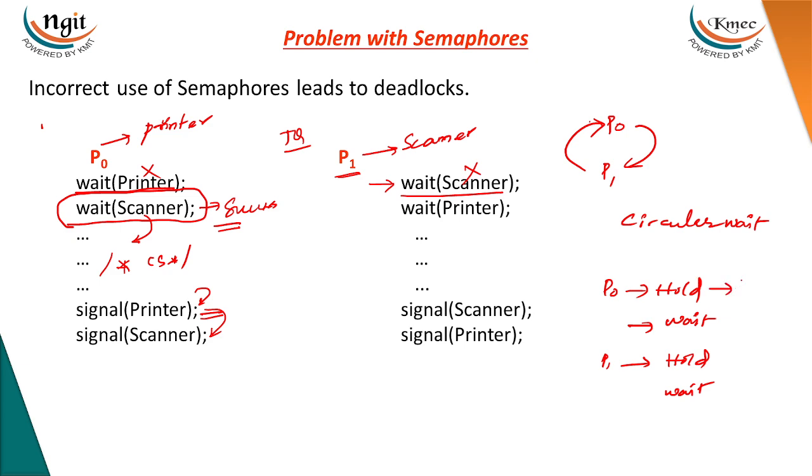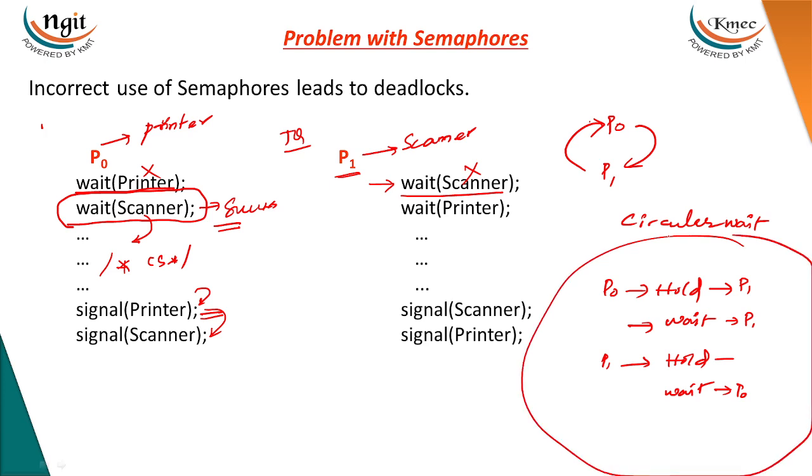P1 is holding some particular resource and waiting for P0 to release some particular resource. So this is a cycle. We call this a deadlock, because no useful work is done in the system. This is called deadlock, where one process is holding a resource and another process is waiting for the same resource.